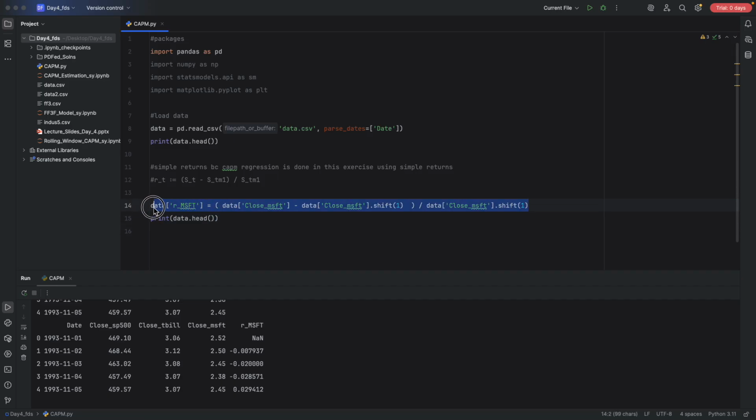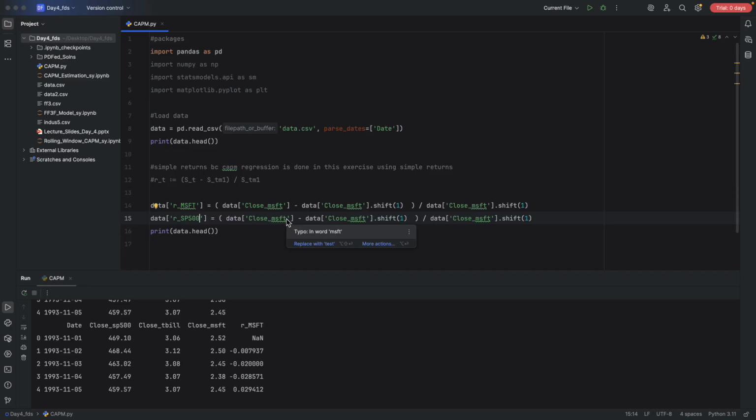There I can also save some time. I copy here and I just change it to S&P 500. I hope no one fell from the chair. So we have Close again in capital letters, and then we have the rest. Let's check, because copy-pasting always has its dangers. So this looks all good.